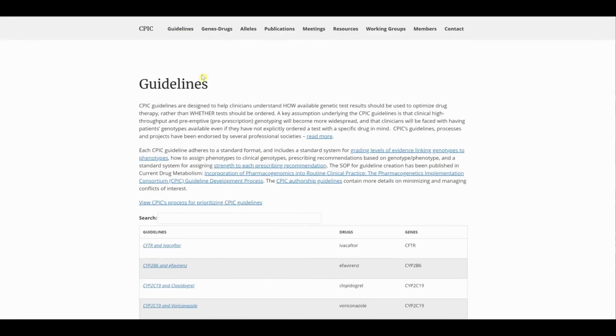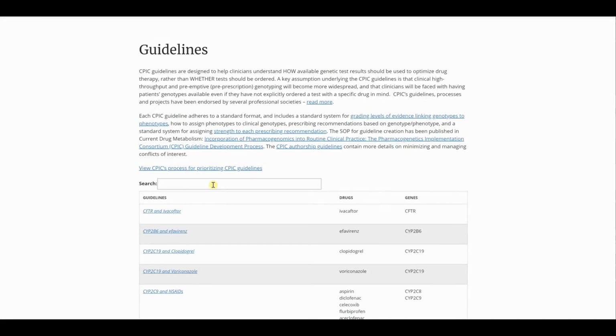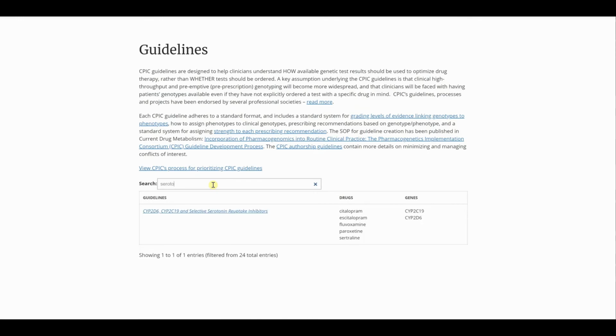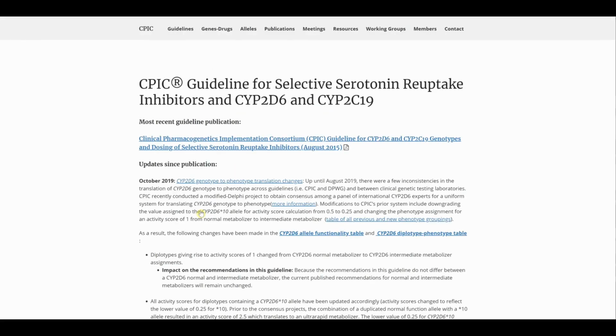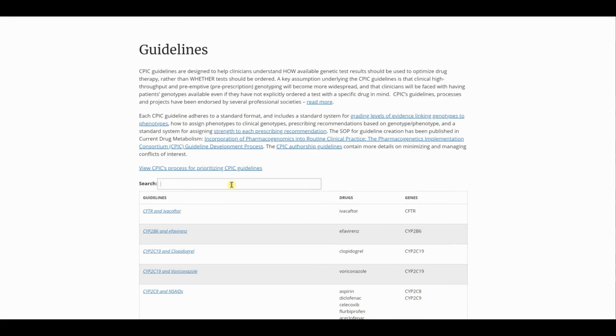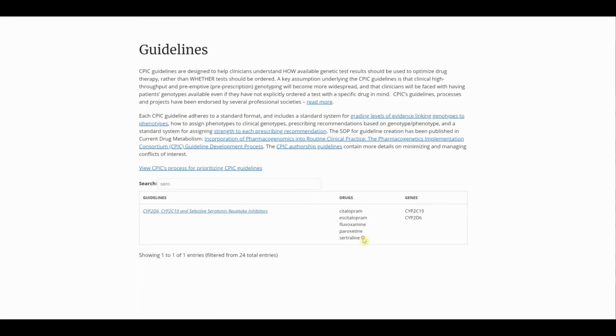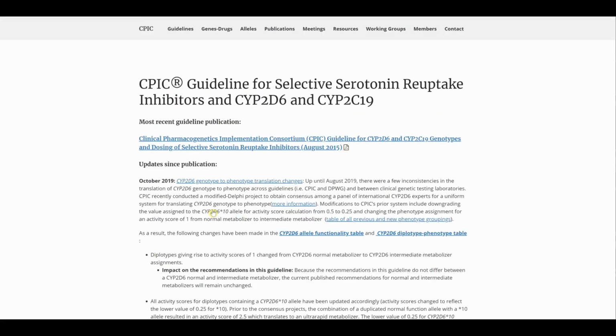So let's click on guidelines, and then you can either search for selective serotonin reuptake inhibitors or scroll down the page. What you'll actually find here is a CPIC guideline on CYP2D6 and 2C19 and selective serotonin reuptake inhibitors. And again, if we go back, you can see the drugs included here are all those from PharmGKB that had level 1A evidence.